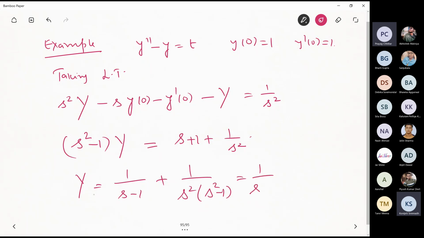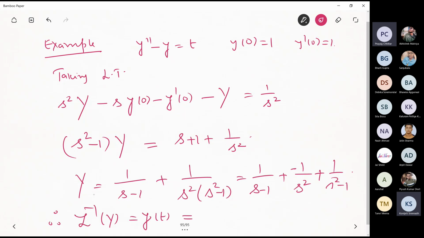So this is going to be 1 by s minus 1 plus 1 by s square minus 1 by s square minus 1. Right, so now opposite this minus. And we know from the simple functions, therefore the inverse Laplace transform of this Y is going to be my solution y(t).